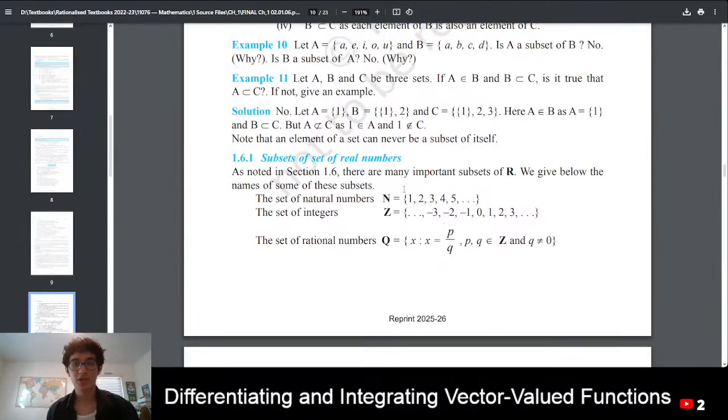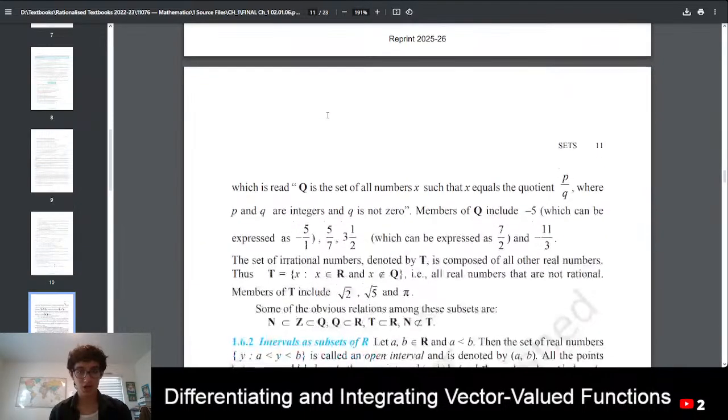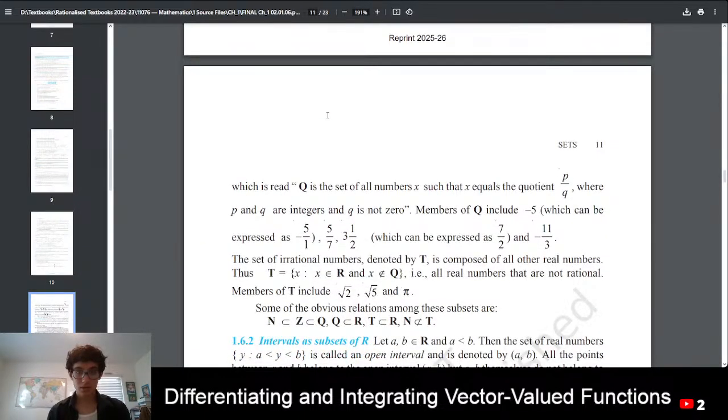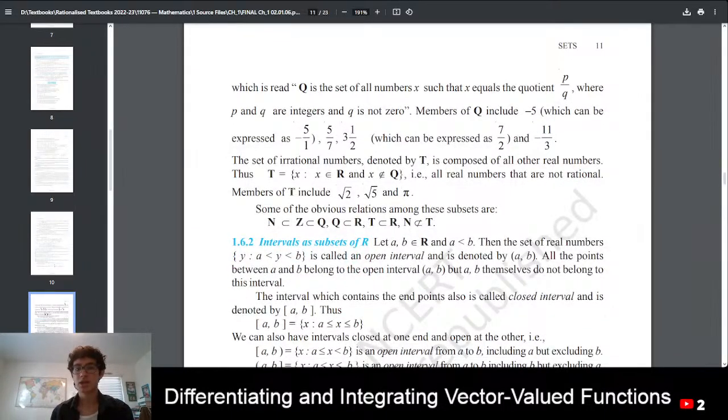As noted in section 1.6, there are many important subsets of the real numbers. We give below the names of some of these subsets. So we already saw this: natural numbers, integers, rational numbers. And the definition of rational numbers, in case you forgot, is that you can write it as some sort of fraction with integer numerators and denominators. Members of Q include -5, because you can write it as -5/1, and anything else that's a fraction. So all of these work.